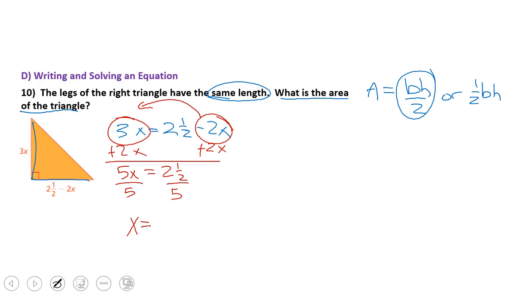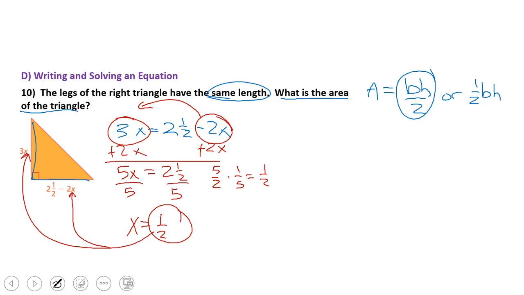So x is going to equal, what is it going to equal? Well, you take that and you're going to turn that 2 1/2 into 5 halves. Divided by 5 means changing it to multiplication by the reciprocal, and so that equals 1/2. X equals 1/2. Well, that doesn't tell me the side length. That only tells me what x is equal to. So I've got to take this 1/2 and I've got to plug it in here for x, and I've got to plug it in here for x.